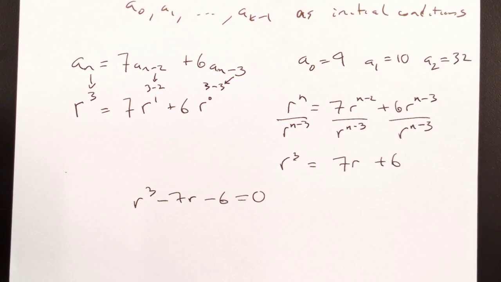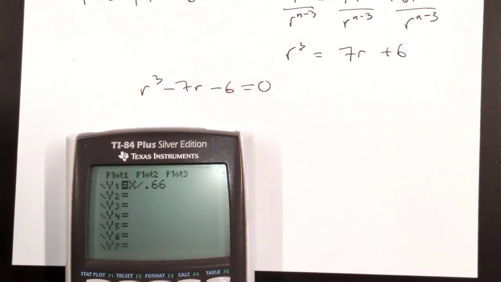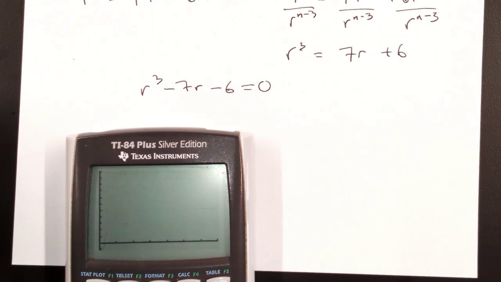But I have a computer that is unconnected to the internet available to me. I'm solving an equation, right? Graph the thing. x to the third minus 7x minus 6. Graph it. I have a really crappy window. Let me fix that. Zoom, standard window.